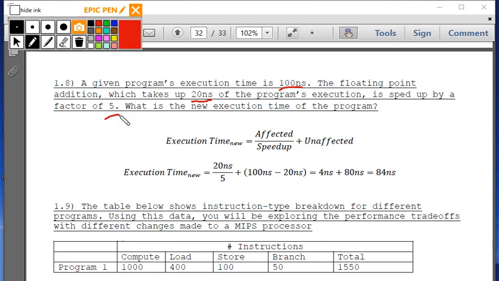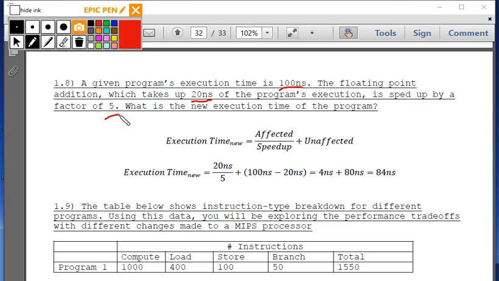Now that you know Amdahl's law, you're able to solve this. So it was 100 nanoseconds. Floating point takes 20 nanoseconds. So what's my unaffected time? 80, right? That's just 100 minus 20. So no matter what, due to Amdahl's law, you cannot improve those 80 nanoseconds. So we've improved by a factor of 5. If I say factor of 5, what's the term I'm looking for? Speed up, right? We just had the definition.